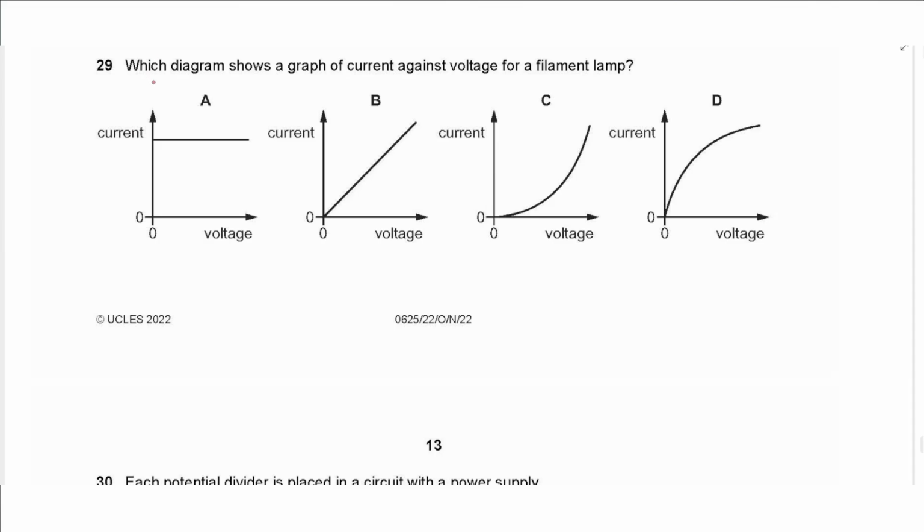Question 29 says which diagram shows a graph of current against voltage for a filament lamp? We should be able to memorize this, that the voltage-current graph for a lamp starts from the origin and then curves towards the voltage axis, since resistance increases as current increases in a lamp due to temperature rise. As temperature increases, the resistance of the lamp or the filament increases.